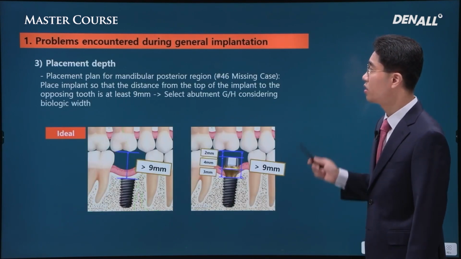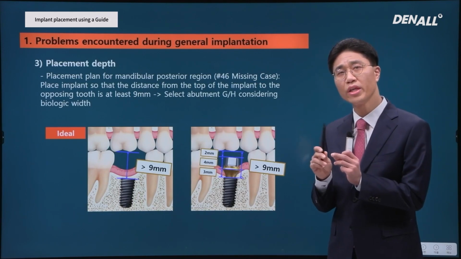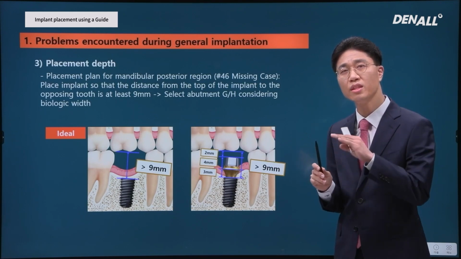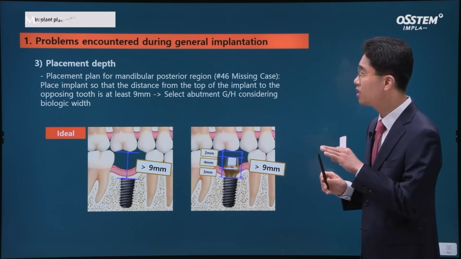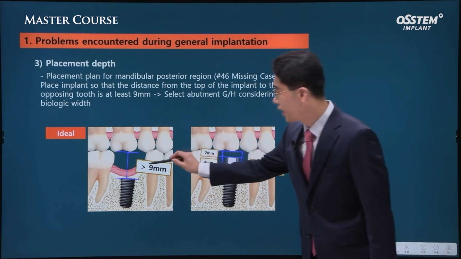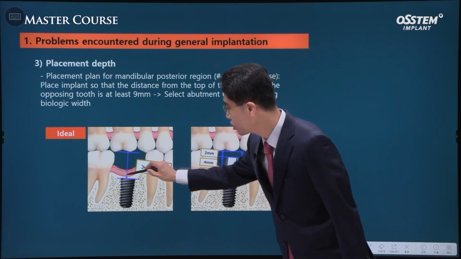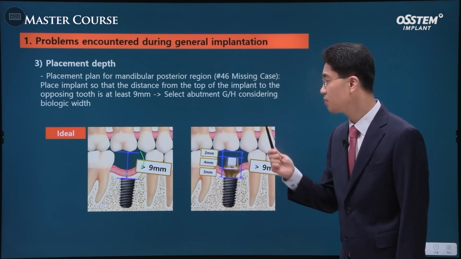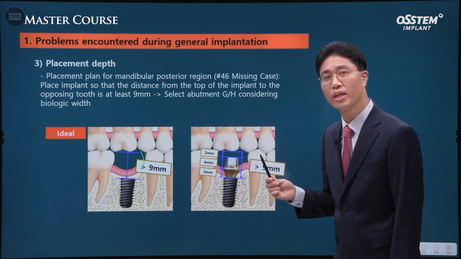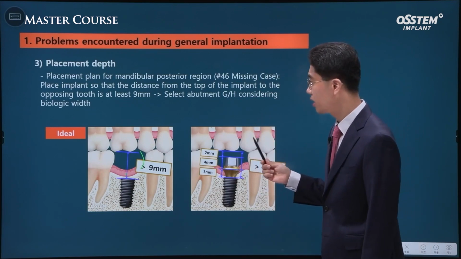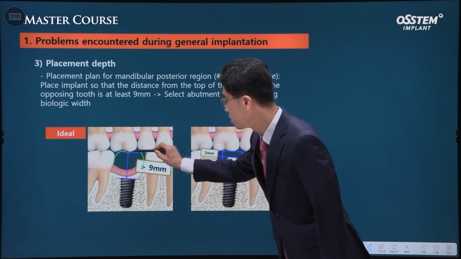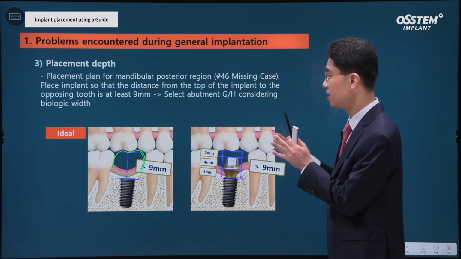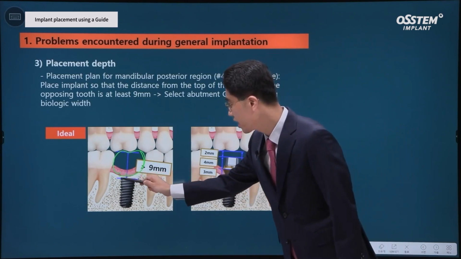Implant angle is important, but implant placement depth is even more important. If I am to place an implant in the missing first molar area, you need to consider the implant placement depth. You need to design the final prosthesis first. Considering the crown, you need to determine the implant placement depth.